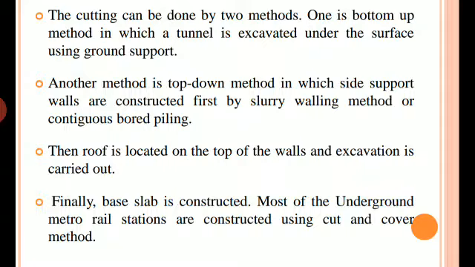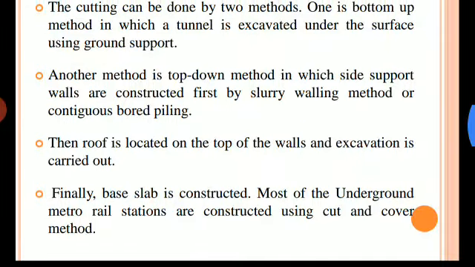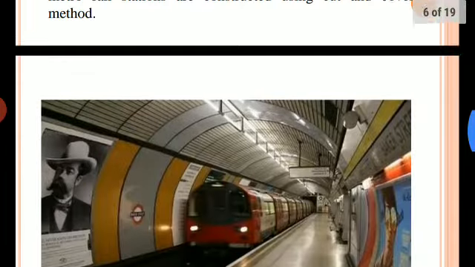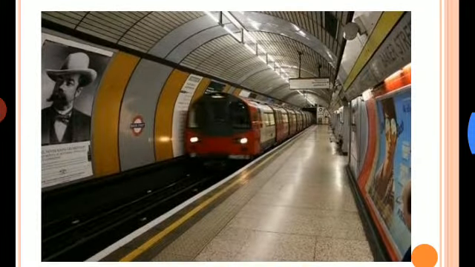Another method is the top down method, in which side support walls are constructed first by the slurry walling method or continuous bore piling. Then the roof is located on the top of the walls and excavation is carried out. Finally, the base slab is constructed. Most of the underground metro rail stations are constructed using the cut and cover method. This is an example of the cut and cover method.